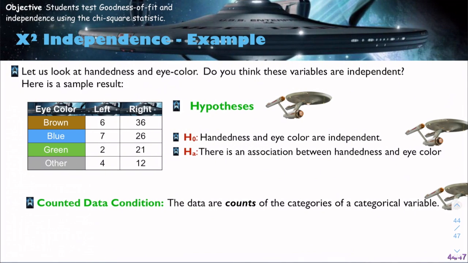So let's look at our last example for this unit. Let us look at handedness and eye color. So do you think these variables are independent? Do you think people's eye color is independent of people being left-handed or right-handed?